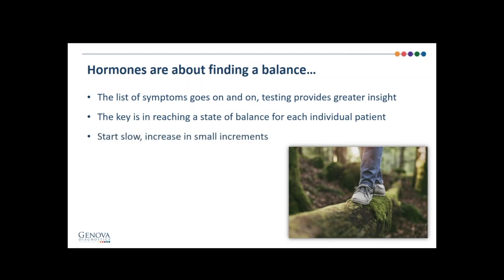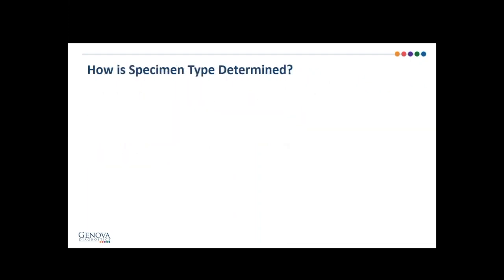So start slow and then increase in small increments. It's always a good idea to start with the lowest dose that you think really is available and then work your way up. Much more difficult to do it the other way around. And always monitor the clinical picture. And that's where lab testing is so valuable as a tool in your toolbox. You want to know what are these levels. And even when a patient is doing well, you might want to test just to get a sense of what are the levels when this patient is really feeling their optimal, their best self. So how do we determine which specimen type to utilize?